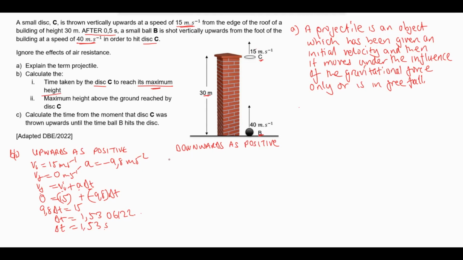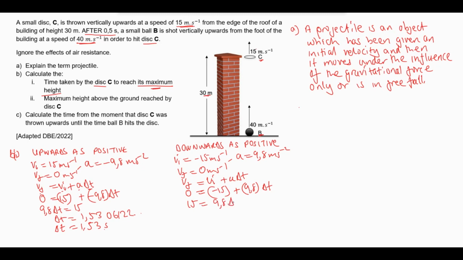If downwards is positive, initial velocity is going to be negative 15 meters per second. And then acceleration is going to be positive now, 9.8 meters per square second. Final velocity is still 0 meters per second. Then substitute into our formula. 0 is equal to negative 15 plus 9.8 delta t. Then we can bring 15 this side, then 9.8 delta t. Divide by 9.8 on both sides of the equation, you're getting the same answer. Then delta t is equal to 1.53 seconds.